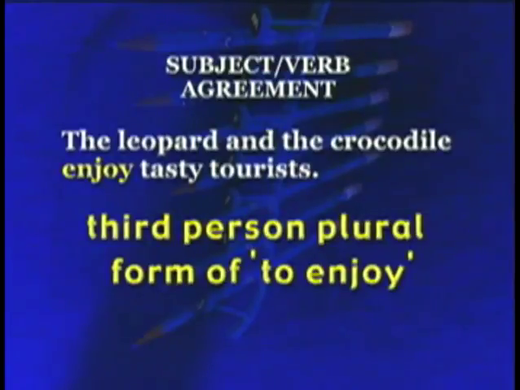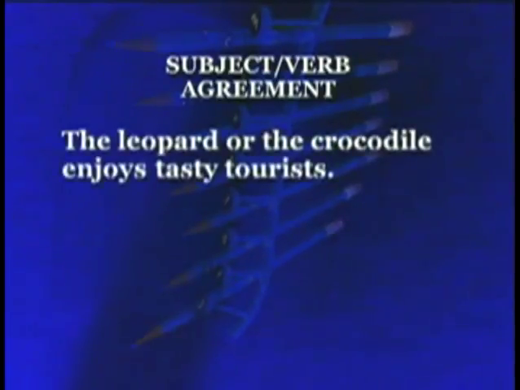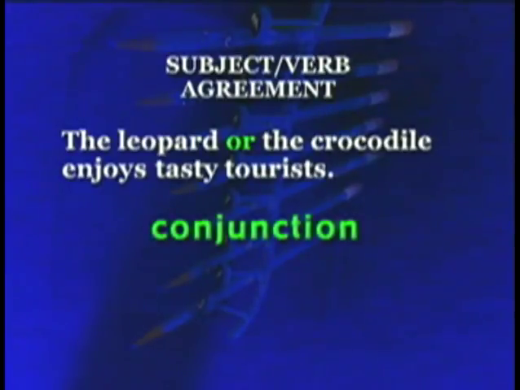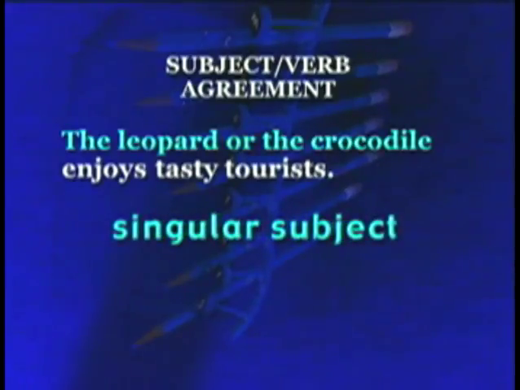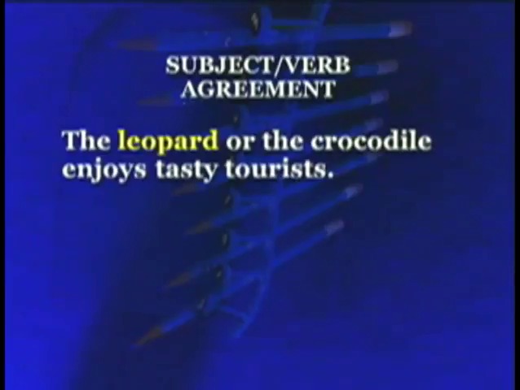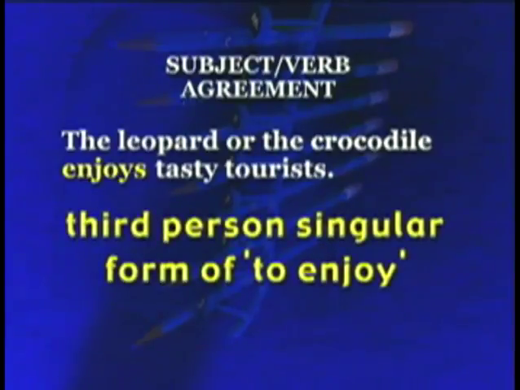Not so bad. Now suppose our sentence is, the leopard or the crocodile enjoys tasty tourists. Simply by changing our conjunction and into or, we have changed the number of our subject to singular, since either the leopard or the crocodile will enjoy the tasty tourists, but not both. That's why we need to use the verb enjoys, a singular.